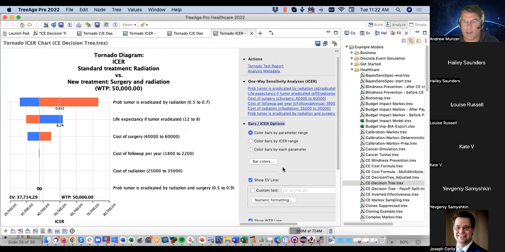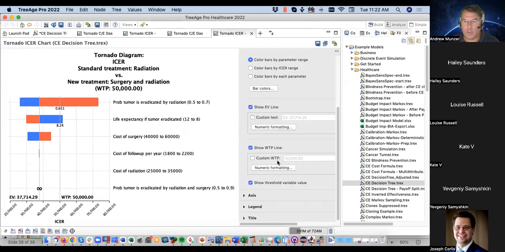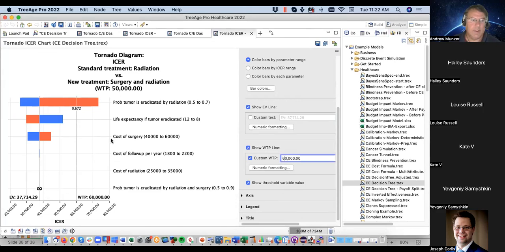Oh, looks like you can add a custom one. Yeah, I could add a custom one. Let's make it 60,000 and see what happens. Right. So essentially, because this is an ISO graph, it doesn't change the baseline ISO. It just says, okay, where would I have any thresholds if the willingness to pay was 60,000 or if it were 70,000?